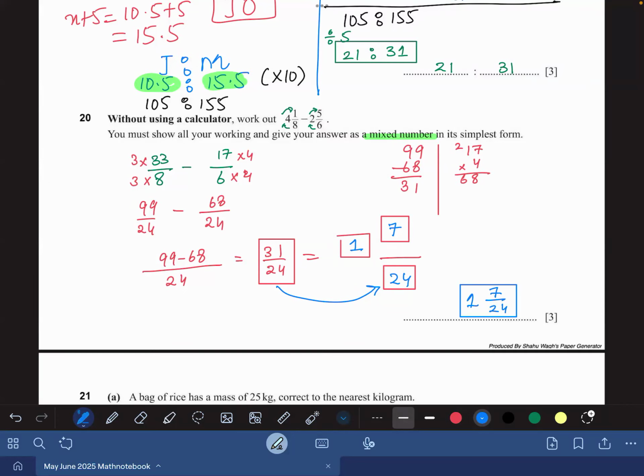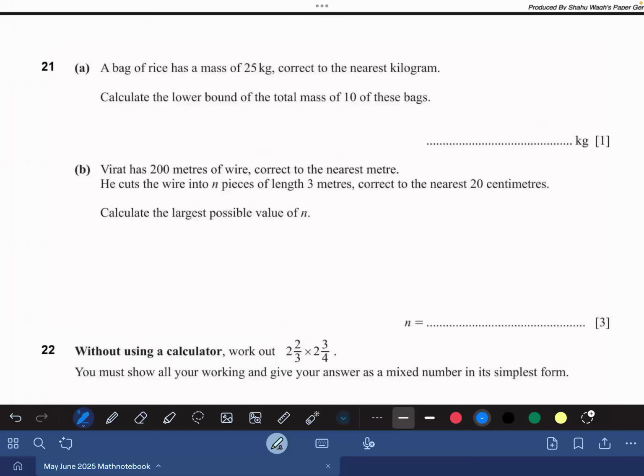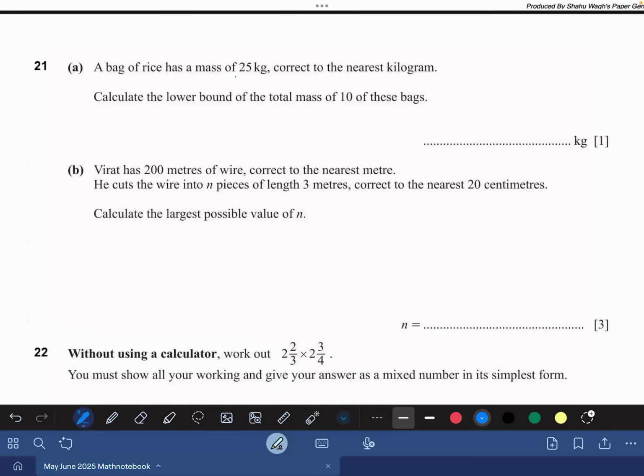Proceeding with question number 21. Again, upper bound, lower bound. A bag of rice has a mass of 25 kg, correct to the nearest kilogram. Units are the same, kg. Nearest kg means 1 kg divided by 2 would be 0.5 kg. So the upper bound would be 25.5 and the lower bound would be minus 0.5, so that would be 24.5. Calculate the lower bound for the total mass of these 10 bags.